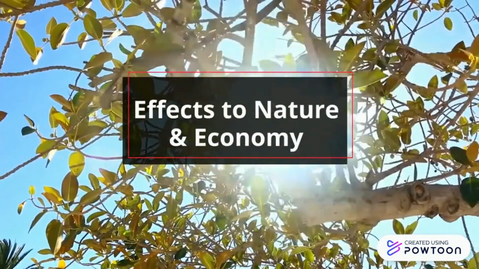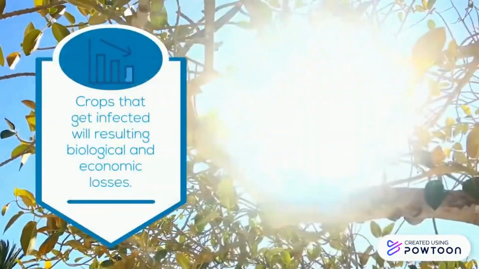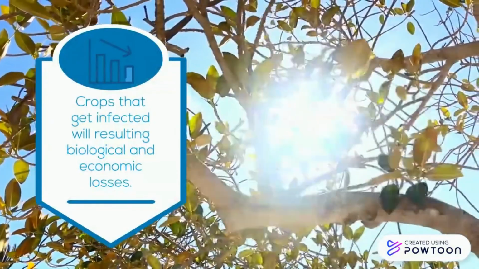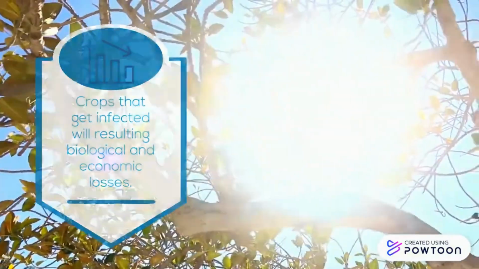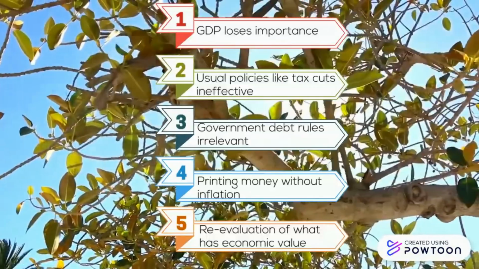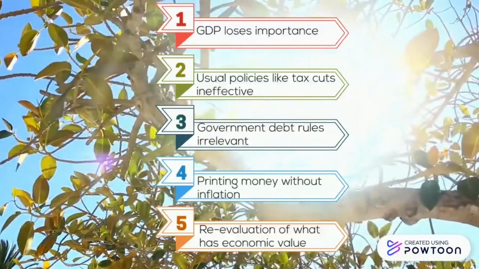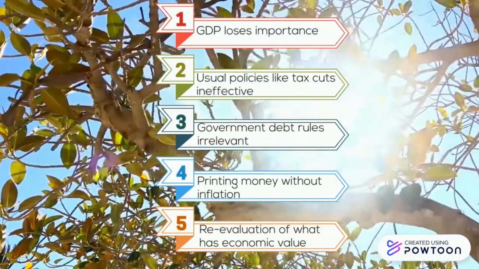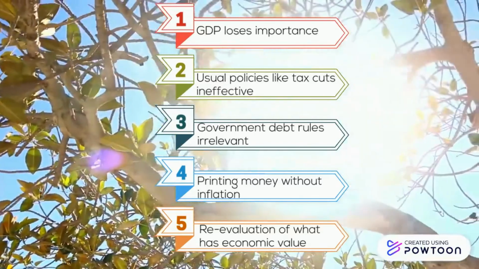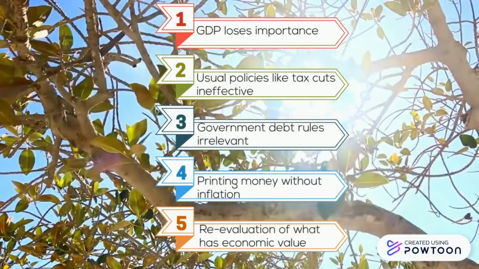Lastly is the effects on nature and economy. Crops that get infected will result in biological and economic losses. And our economy will have issues because GDP loses importance. Usual policies like tax cuts are ineffective. Government debt rules are irrelevant. There is printing money without inflation and a re-evaluation of what has economic value.